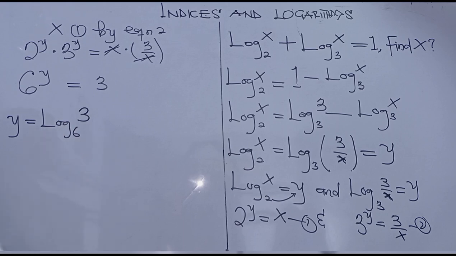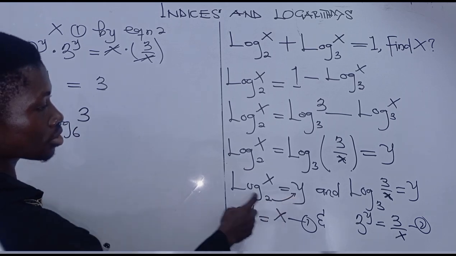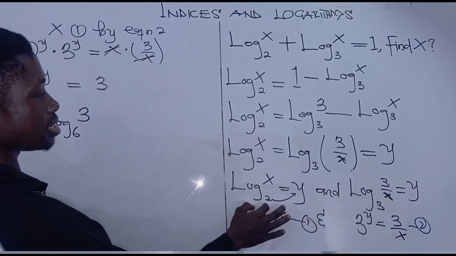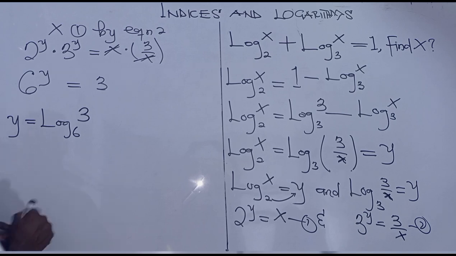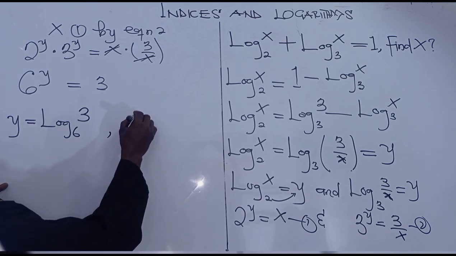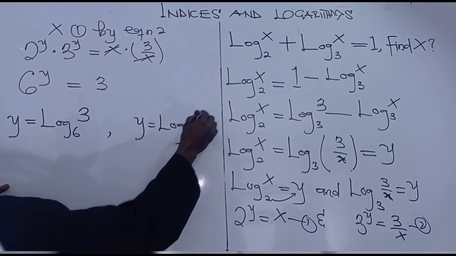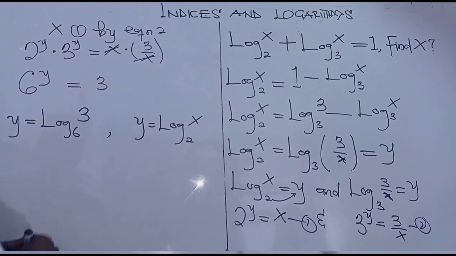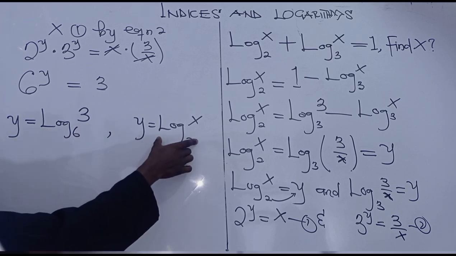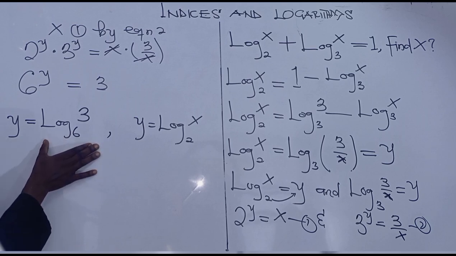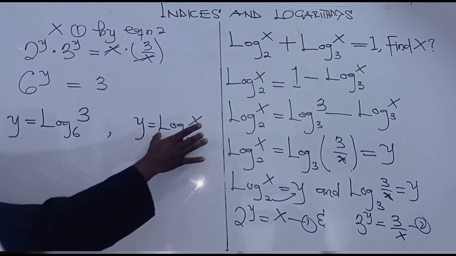Now earlier in the beginning, we said that we are letting y is equal to log of x to the base of 2. So let's use this log of x to the base of 2. So our y is also equal to log of x to the base of 2. By transitivity law, we can say that this log is equal to this log, since y is equal to that and this y is also equal to that. So we can say that this is also equal to that.